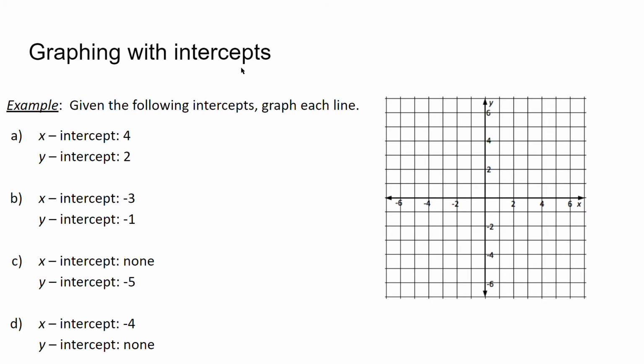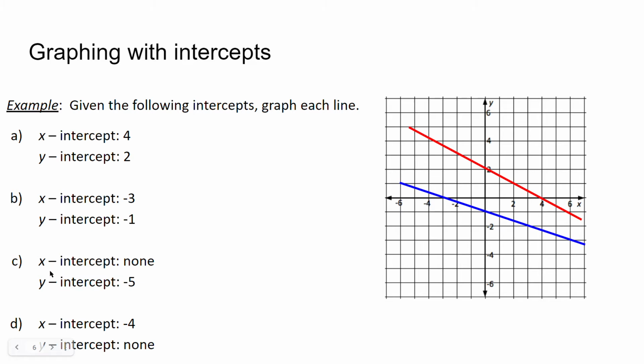Graphing with intercepts. We want to graph each line that passes through the following pairs of intercepts. We begin with example A, where the x-intercept is 4 and the y-intercept is 2. So we just draw a line that goes through these two intercepts. In example B, the line goes through -3 on the x-axis and -1 on the y-axis. So again we just draw a line that goes through these two intercepts.